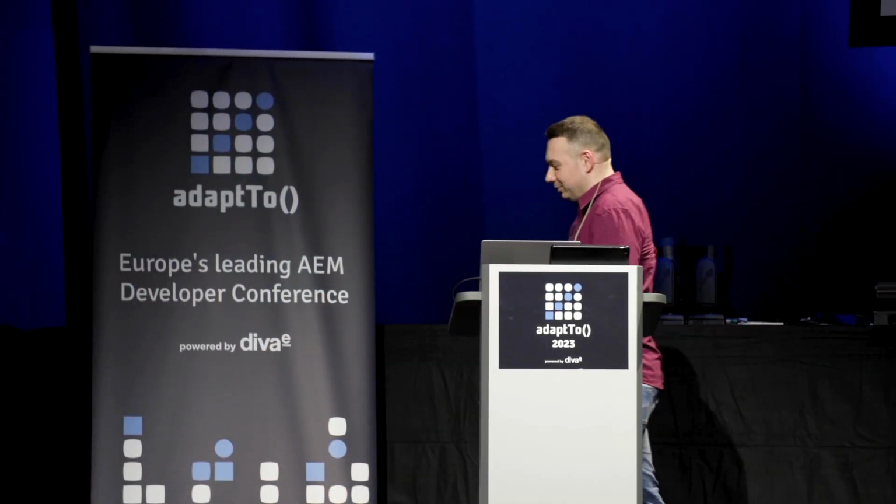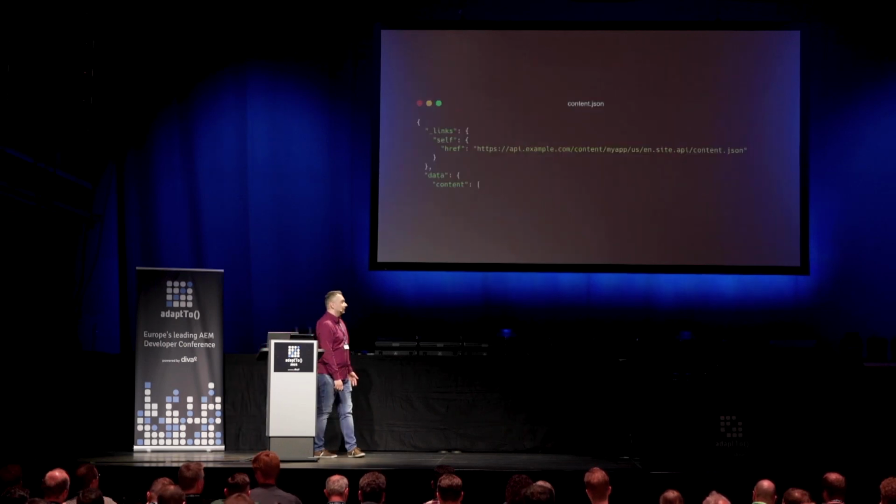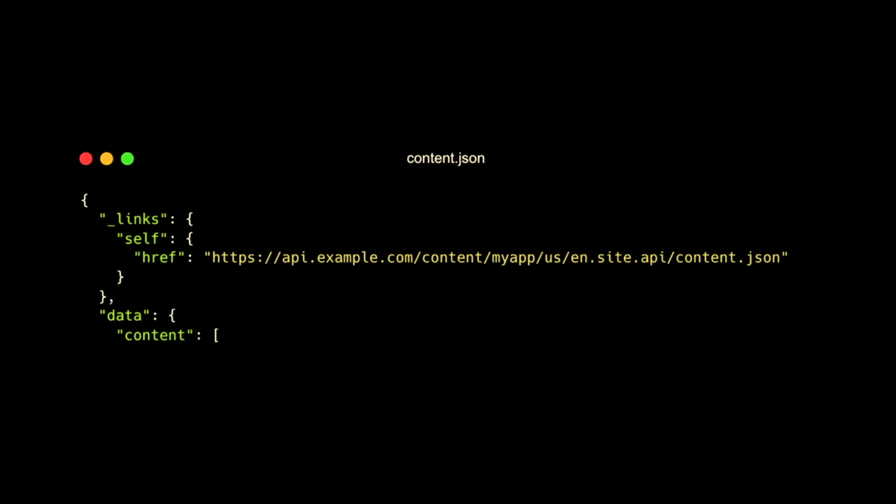But let's move on a few months to September 2022, so a year ago from now. And another flavor, another variation of the problem showed up, which is described by this sentence: unexpected JSON cutoff. And what does that mean in practice? It means this. As you can see, the JSON ends with an opening square bracket. That's not even valid JSON syntactically, that's just the beginning of the JSON. That was the end of the HTTP response body. There was nothing else here.